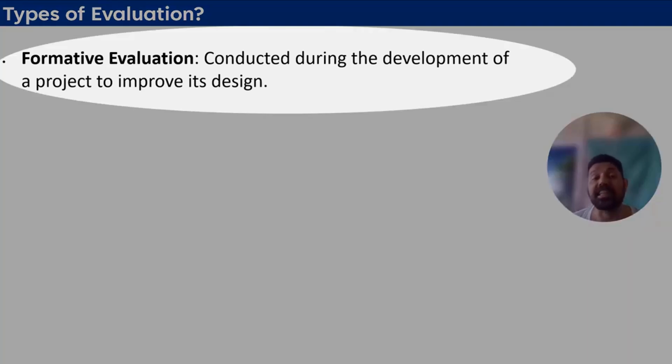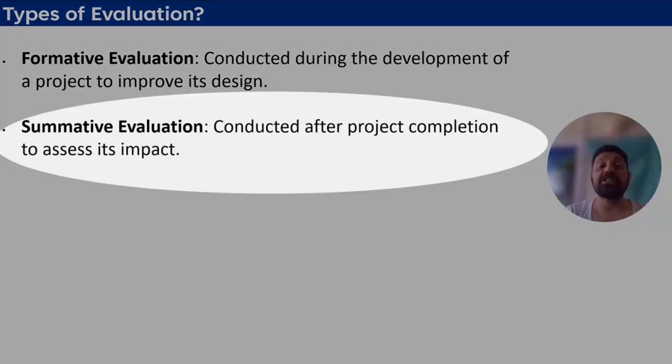Formative evaluation is conducted during the development of a project to improve its design. Formative evaluation is regular, to see any challenges and any issues in the activities to improve its design. Then there is summative evaluation, just like we do final exams in school. It is conducted after completion of the project to assess its impact. So formative evaluation is conducted during the project, while summative evaluation is conducted after project completion.